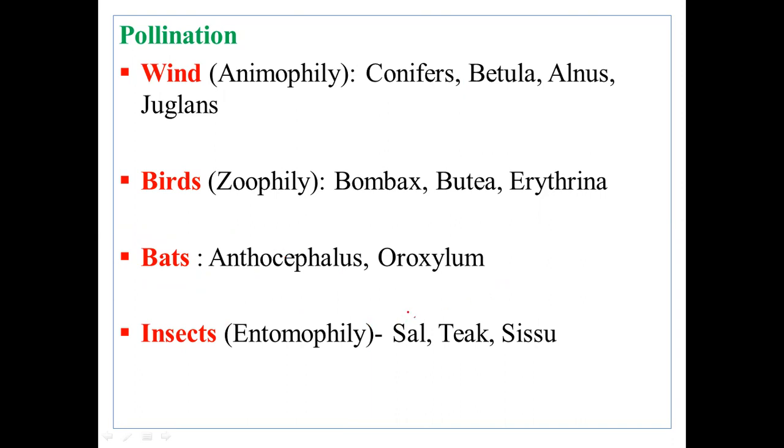This was a question in our Scientist B exam. Sal and teak are pollinated by which of the following agents? The options were bats, birds, water, wind, and insects. The correct option is insects. These are all plants which are pollinated by insects.